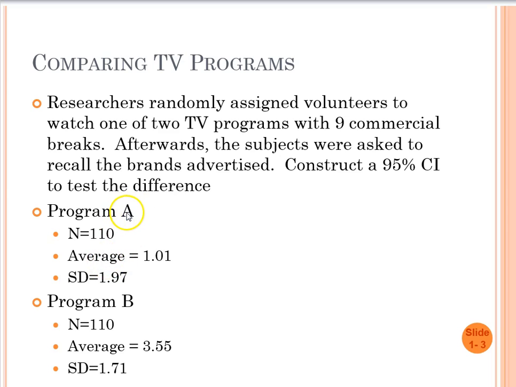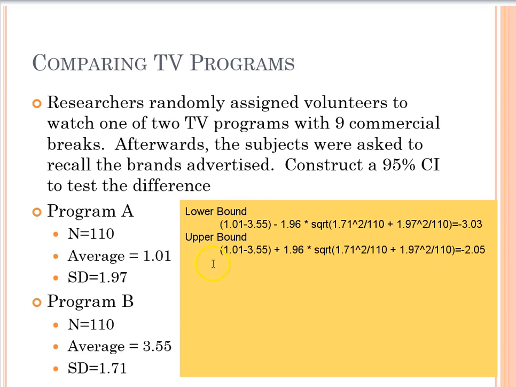So for program A, you can think of this as Game of Thrones, let's say. The average number of brands recalled is 1.01 brands. For program B, let's say this is Silicon Valley, the average number of brands remembered is 3.55. There's also a standard deviation because some people remembered more, some people remembered less, but they sampled 110 people for each program for a total of 220 people that participated in this study. We want to construct a 95% confidence interval to see if there's a difference in these two programs.